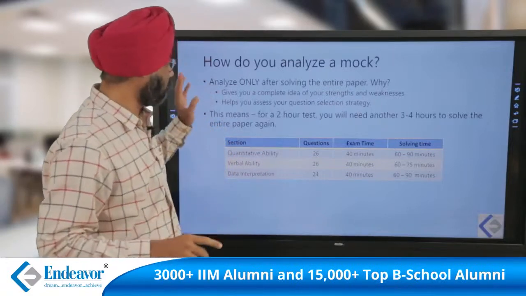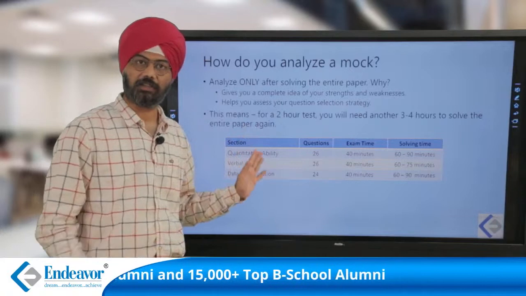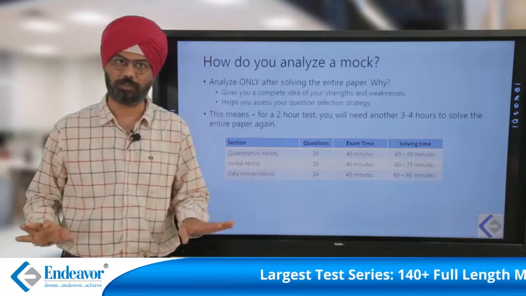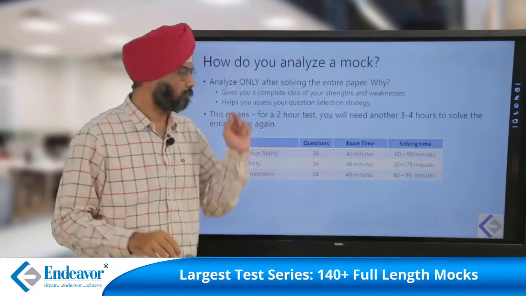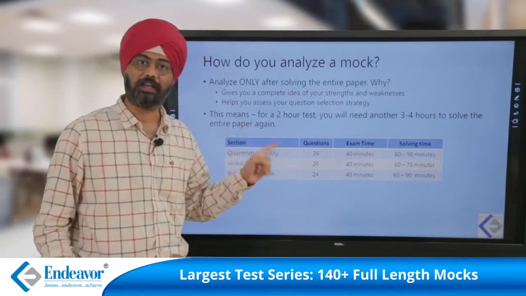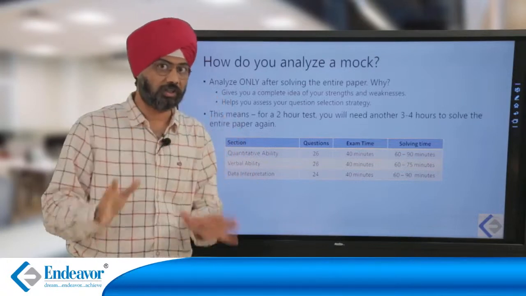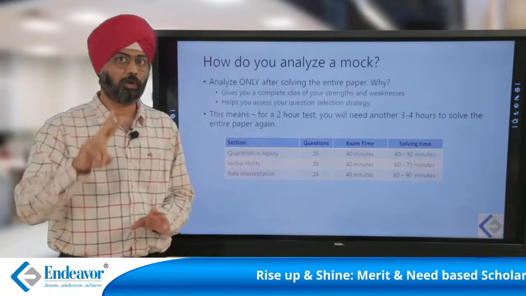That's where you realize that for a 2-hour test, and we now know that CAT is going to be 2 hours this year, so 3 sections of 40 minutes each, you will end up spending around 3 to 4 hours for the analysis. This is not just the analysis. This is a 2-part thing. What is that 2-part thing?